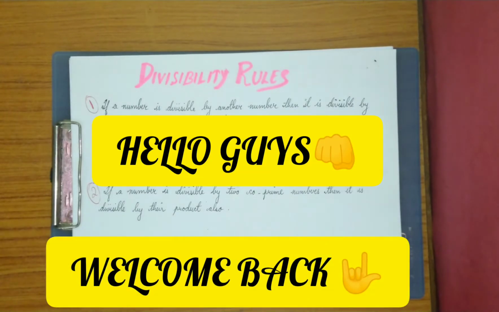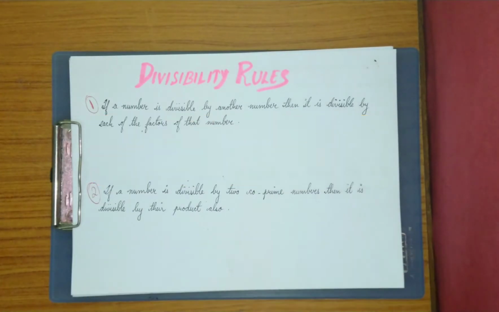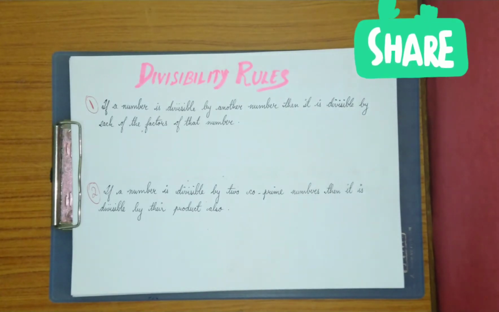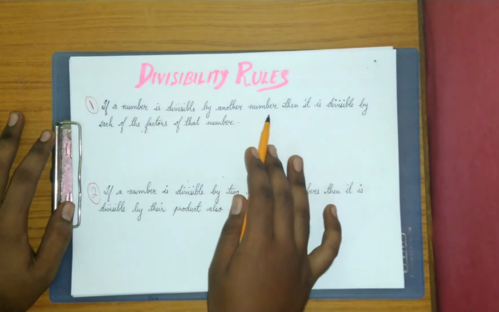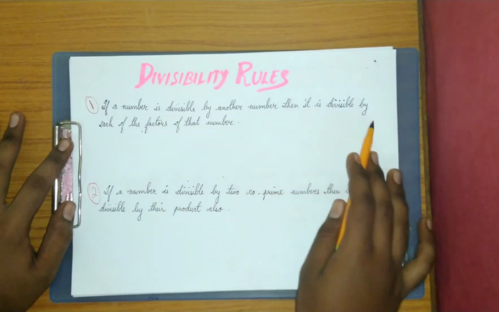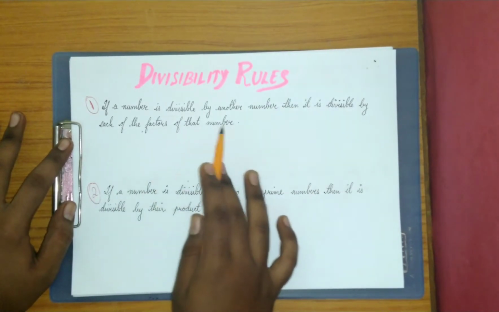Guys, in this video we are going to discuss some more divisibility rules. These are interesting rules. You have to study four rules in this. We are taking up the first rule, that is, if a number is divisible by another number, then it is divisible by each of the factors of that number.